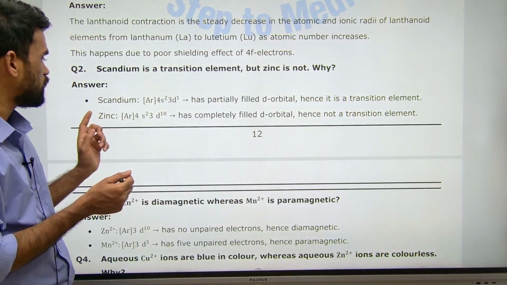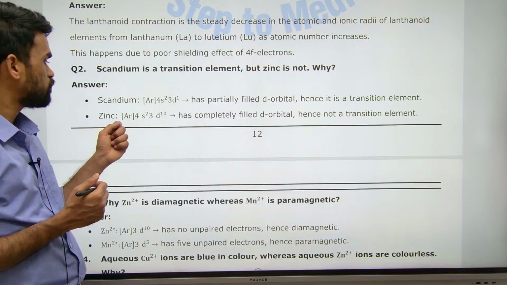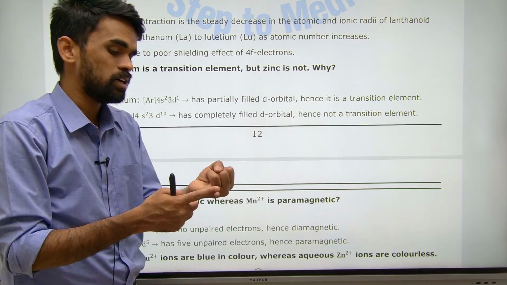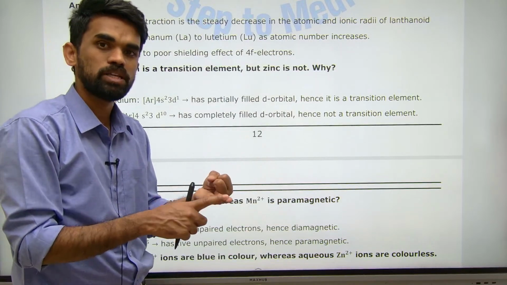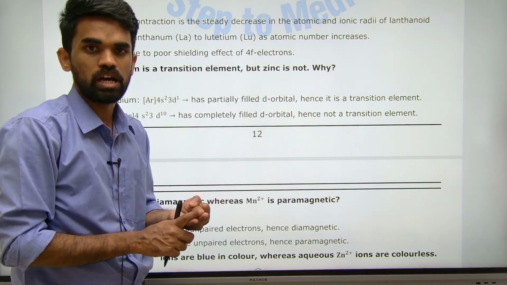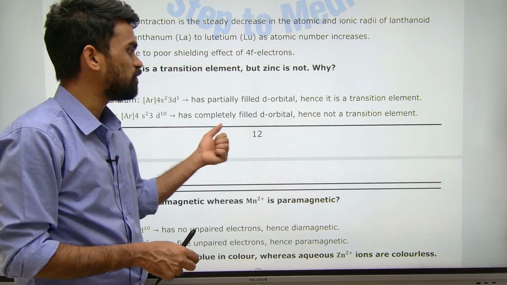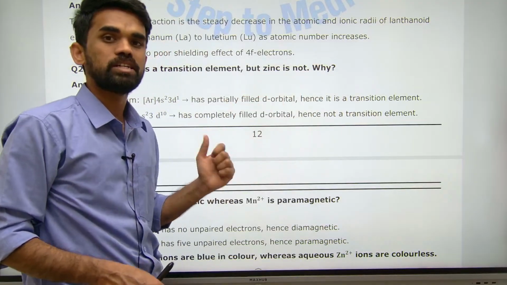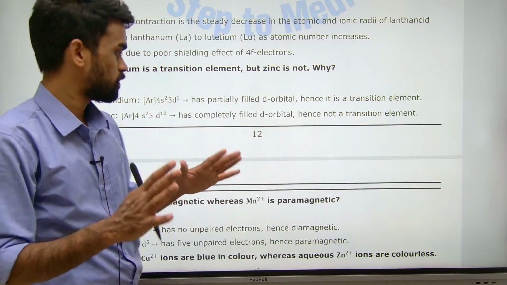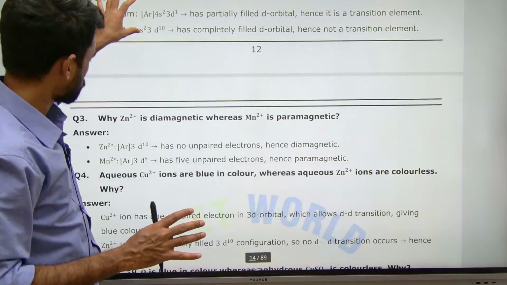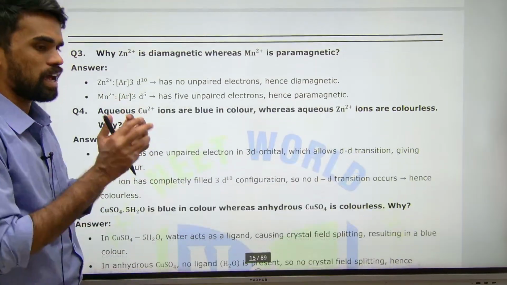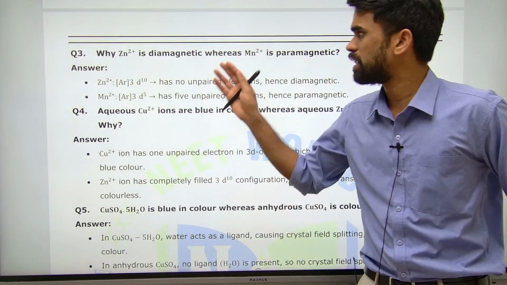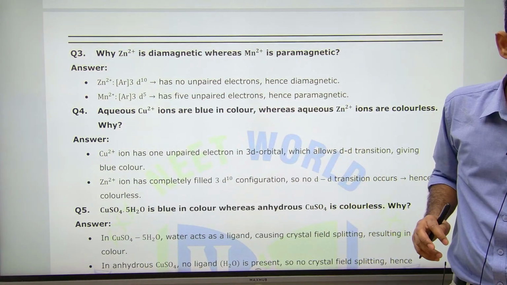But when it comes to zinc, argon 4s2 3d10, so either in the zero oxidation state or Zn+2, it has a 3d10 electronic configuration. So it has a completely filled d orbital, hence it is not a transition element. It should be considered a non-transition element. That's it. These are the 2 lines you need to mention. I hope you got the clarity on what we mean by transition and non-transition element. So read the next question, what they are asking.